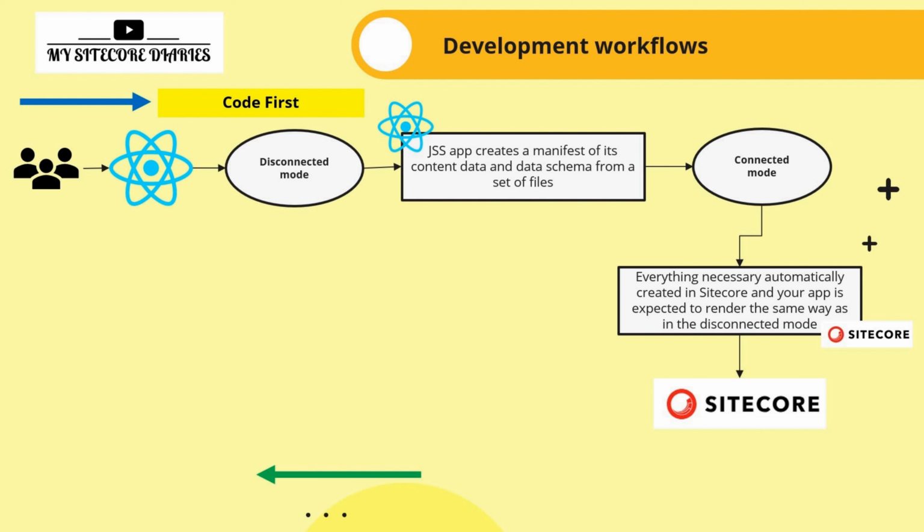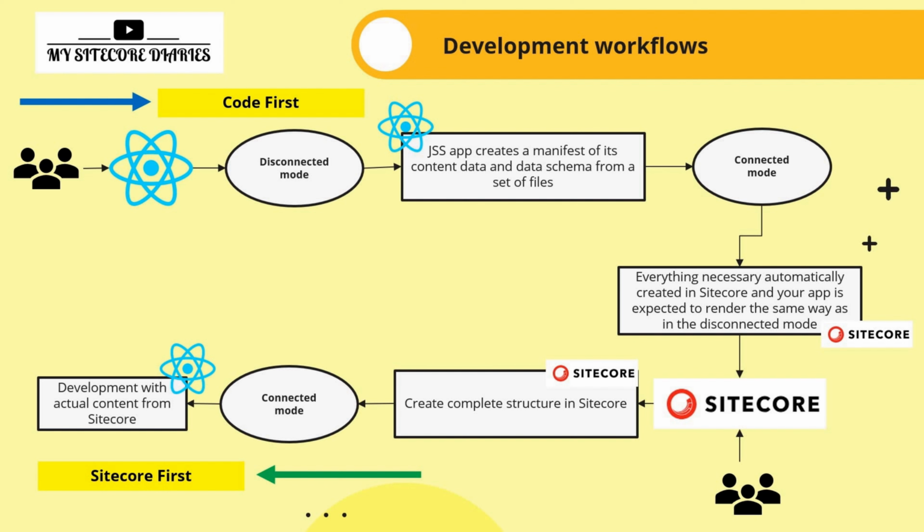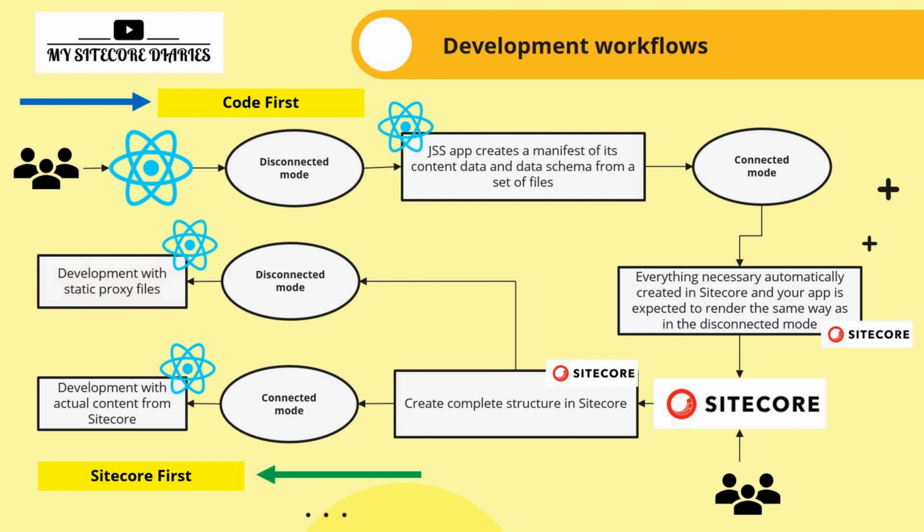Now there is another developer workflow, that is Sitecore first. Now what happens in Sitecore first? In Sitecore first, we first work on Sitecore. You create all your data templates and the whole structure in Sitecore, and then you can work in two ways. One is connected mode, where you directly connect the Sitecore and React app and do development with the actual structure coming from Sitecore. Another way is that once you have connected it, you generate the proxy files and then you can work in disconnected mode.